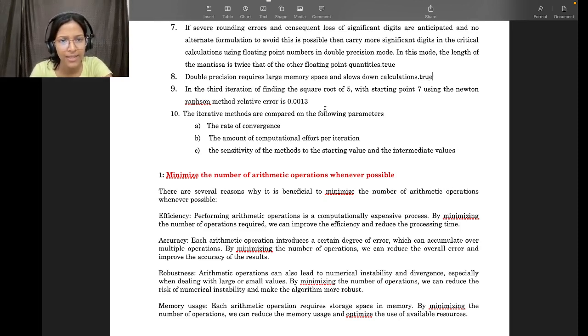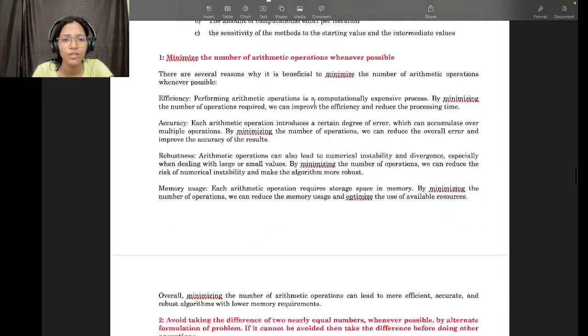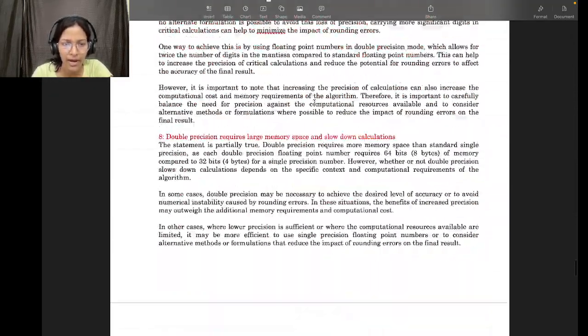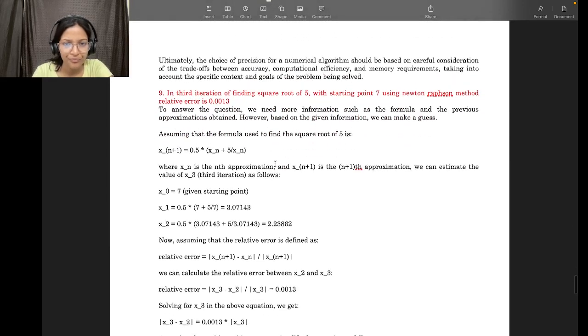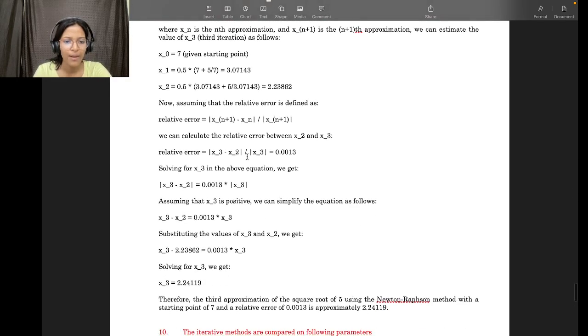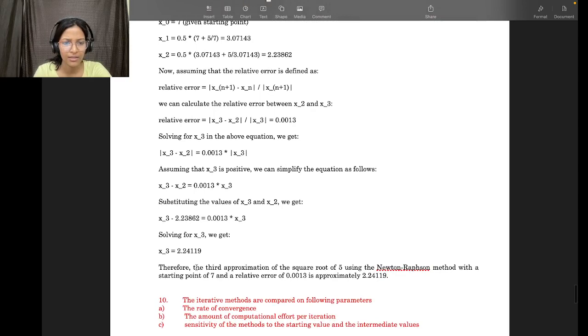Now the ninth statement is, in the third iteration of finding the square root of 5 with a starting point 7 using the Newton-Raphson method, the relative error is 0.03. Coming to its solution, we will find that we use the formula for finding the square root of 5, that is, x(n+1) is equal to 0.5 multiplied by (xn plus 5 divided by xn). By applying this formula, we will get the x value.